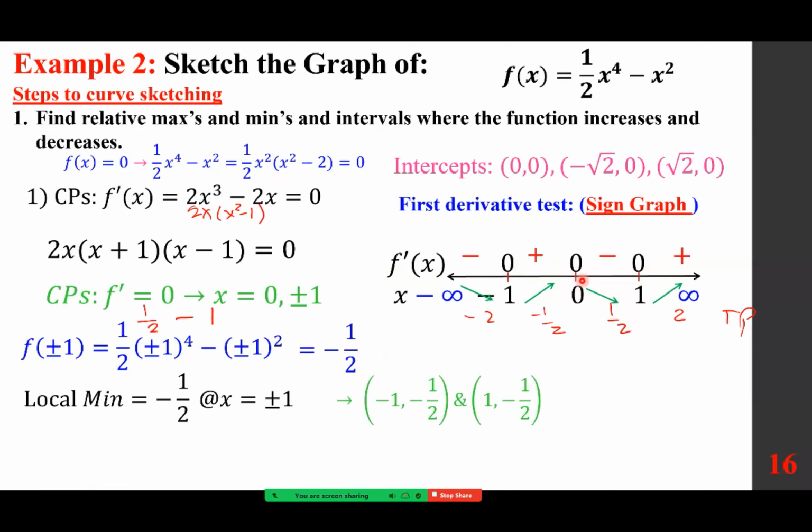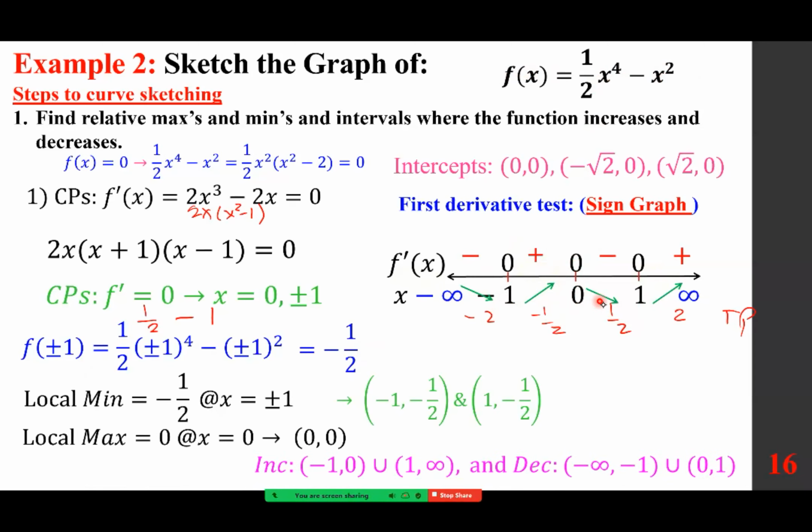0 is easy, class. If I put it into the original function, obviously it becomes 0. So local max equal to 0 at 0, 0. And as I mentioned, increasing wherever you see positive, from -1 to 0, union 1 to infinity, decreasing wherever you see negative sign, negative infinity to -1, union 0 to 1. So the first derivative test gives us a lot of information, everybody.